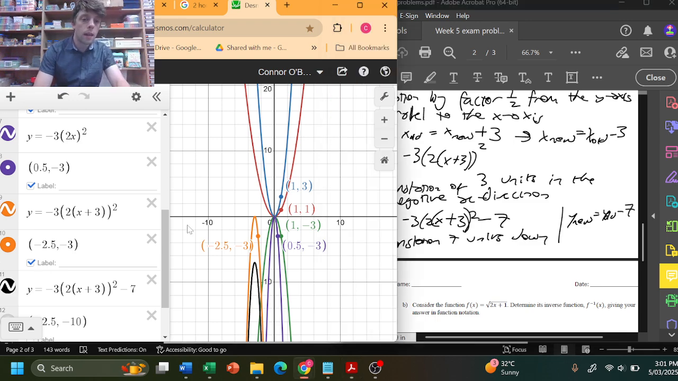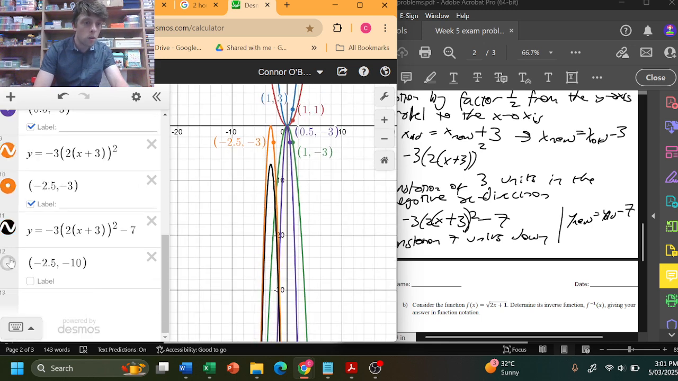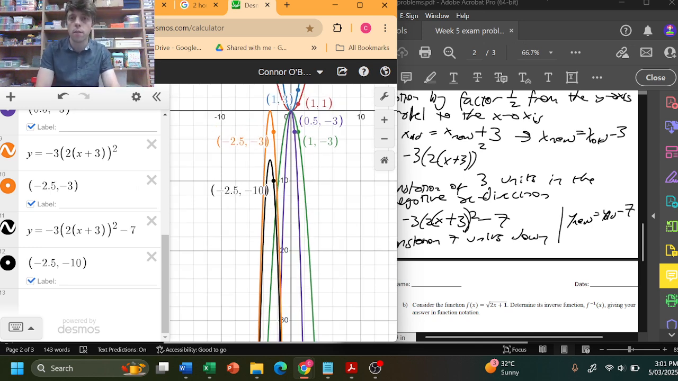And what does this graph look like? Well, it looks like this. And what happens to that point? Well, the point is now down here. So the point was there. It's been moved down to negative 10. Okay, and it has not affected the x coordinate, as you can see. So that's the graph, and that is how the transformations have affected it.